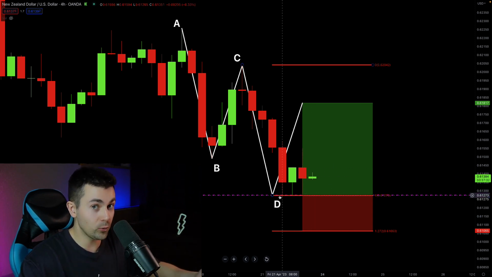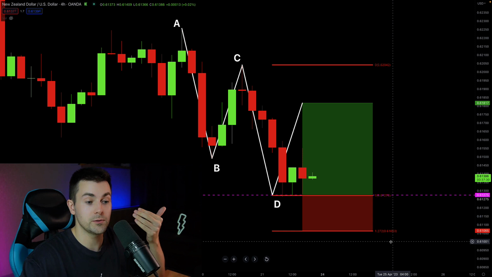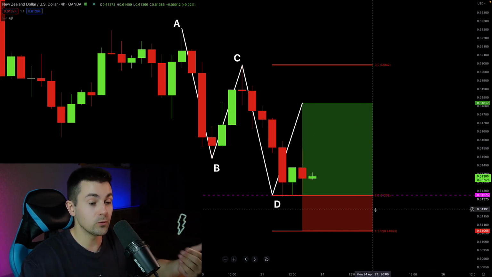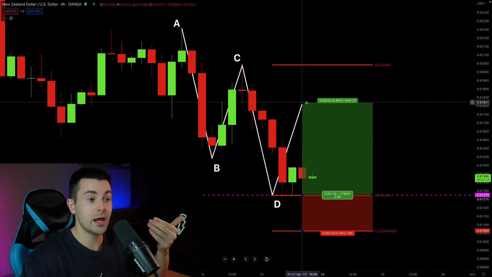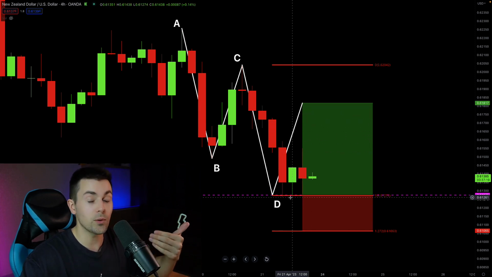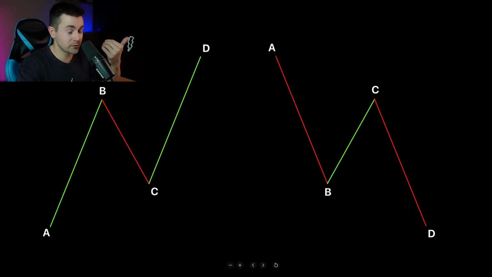You buy the D point, you set your stop loss using the Fibonacci extension of C to D leg, 1.272 extension, and your target is the projection of the B2C leg from the D point of the pattern. That was the aggressive strategy. And the conservative strategy is a bit more sophisticated.